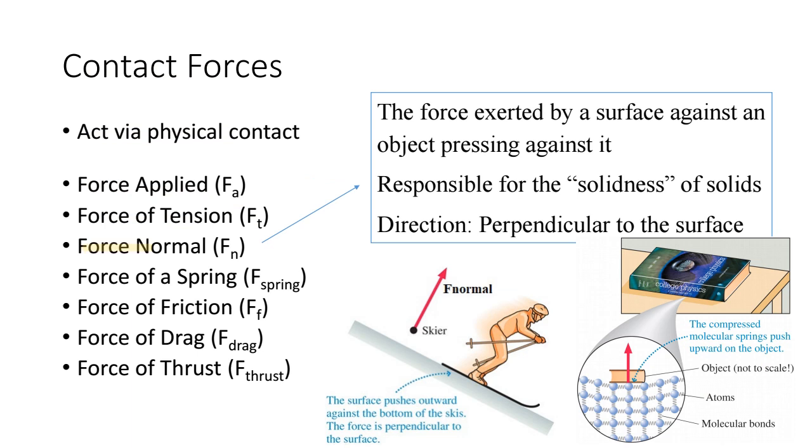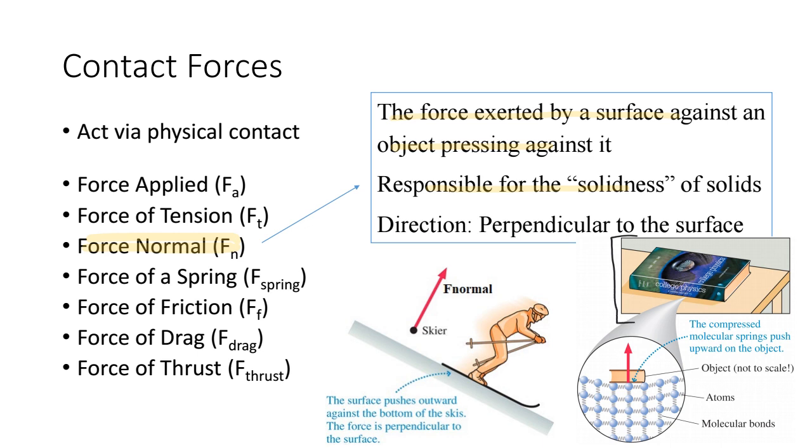The force normal is the weirdest one, I think, out of these, and kind of the hardest to wrap your mind around. It's the force exerted by a surface against an object pressing on it, and it's responsible for the solidness of a solid. So what does that exactly mean? That means that, let's say you have this college physics textbook resting on a table.